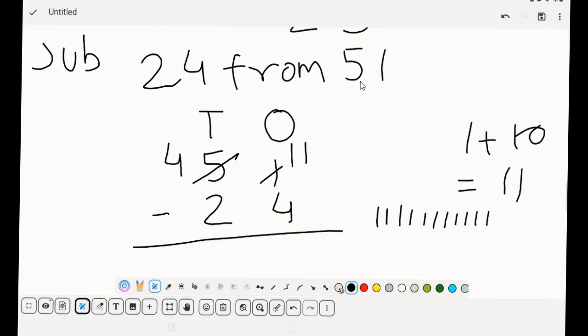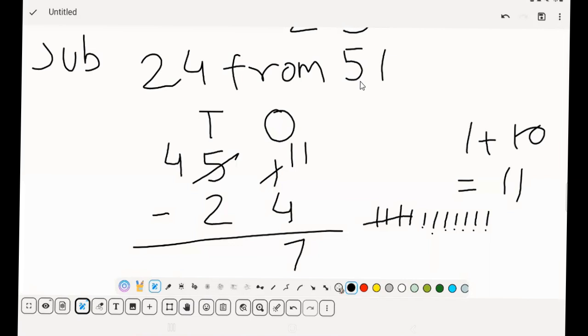Now we cut the 4 lines. 1, 2, 3, and 4 lines are cut. So how many remaining? How many lines are there? 1, 2, 3, 4, 5, 6, 7. Now 11 minus 4 is 7. I hope there is a clear understanding.